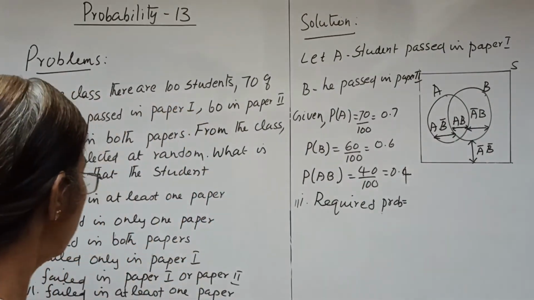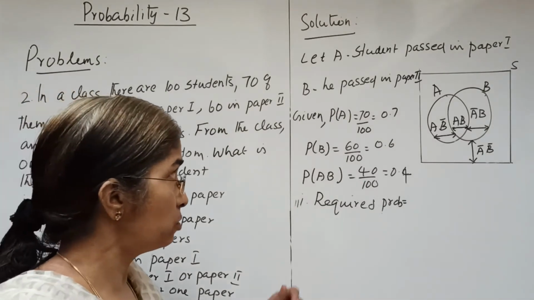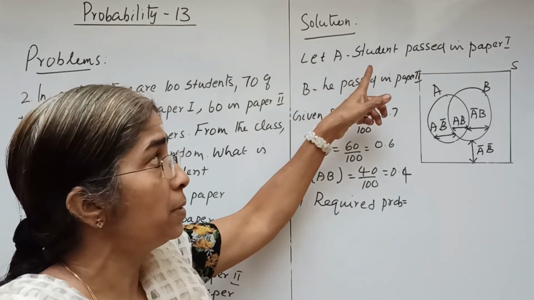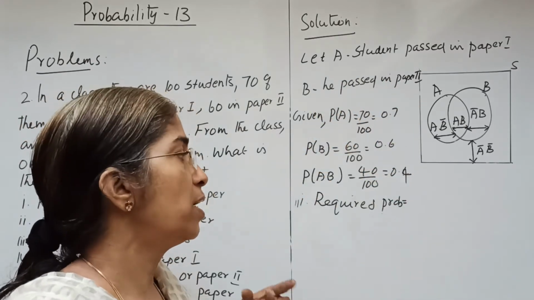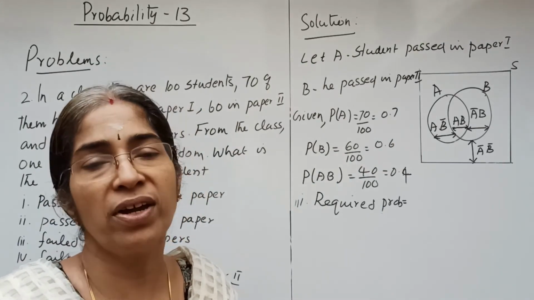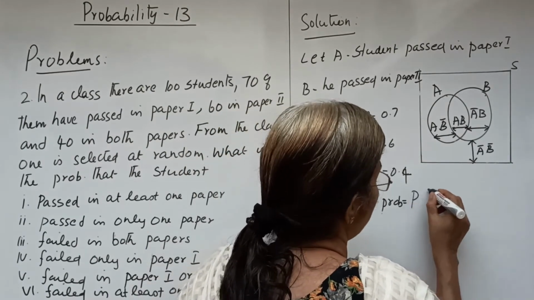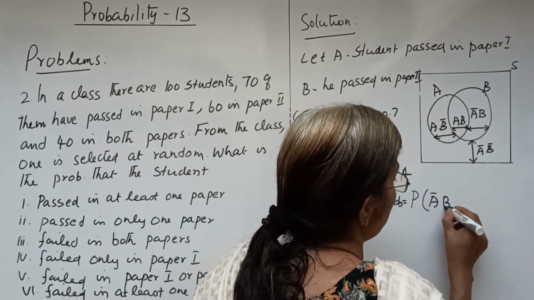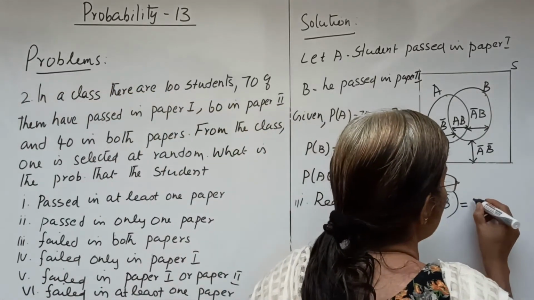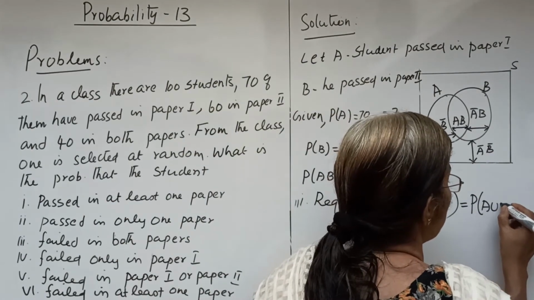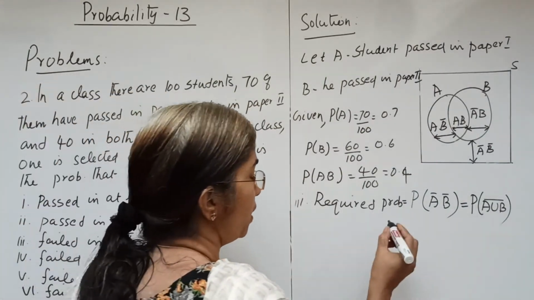Now part 3: the student has failed in both the papers. Failed means, since we have considered A as the student passed in paper 1 and B as he passed in paper 2, failed in 1 means A bar, failed in 2 means B bar. So the required probability is P of A bar intersection B bar, which equals P of A union B whole bar by De Morgan's law.